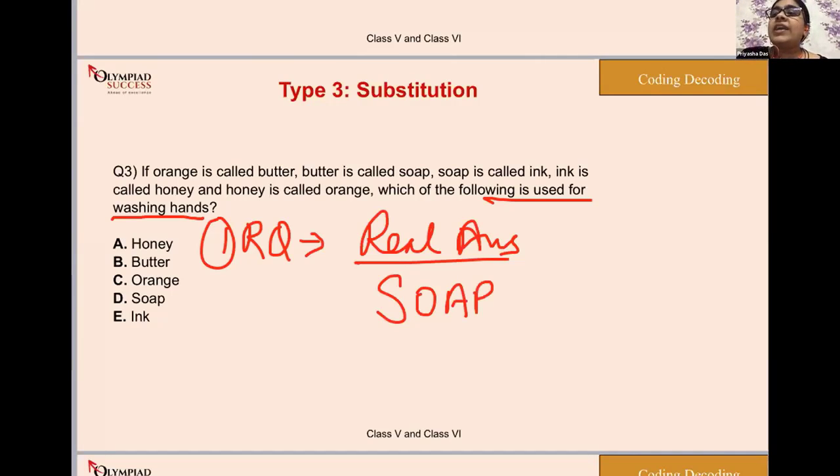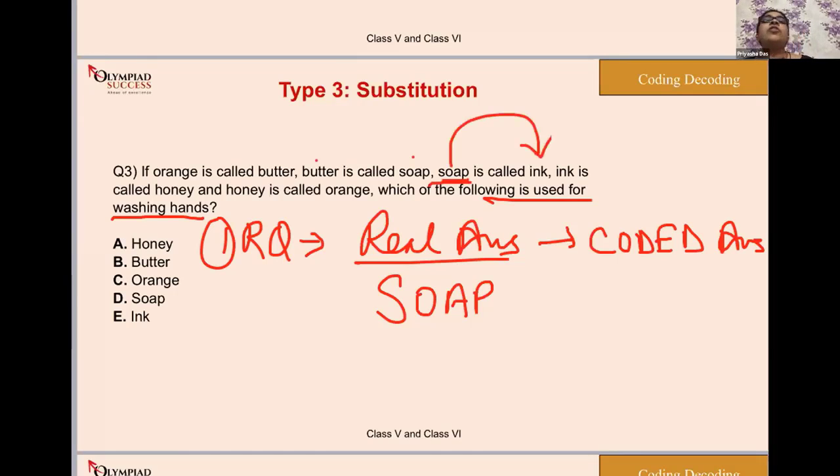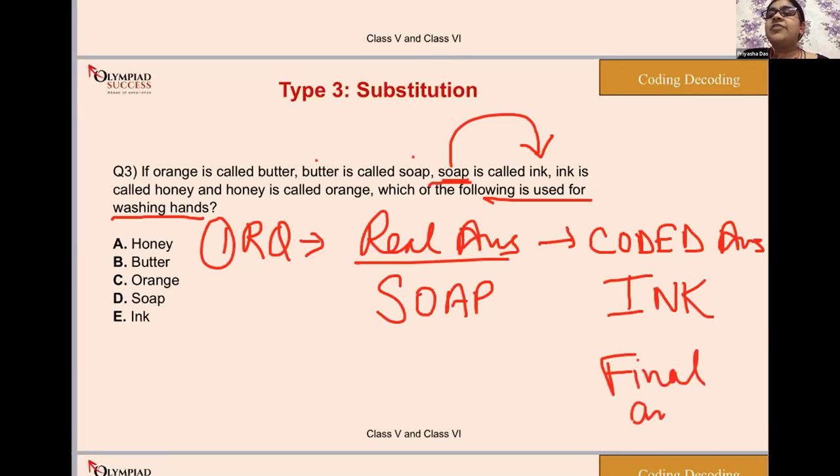Now I'll go back and check what my coded answer is. How will I find out the coded answer? Butter is called soap, but soap is called ink. So as I told, we have to go one step forward. The real answer is soap, but it is coded as ink. So therefore, my final answer will be ink. That is the coded answer. This is the way we do these questions.